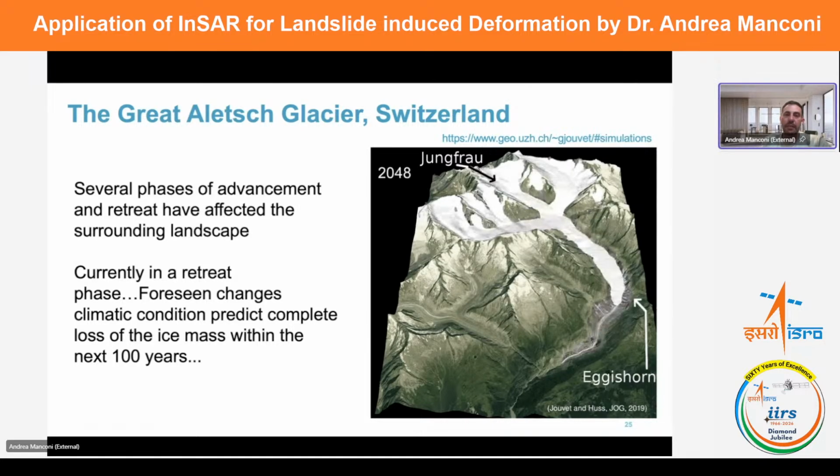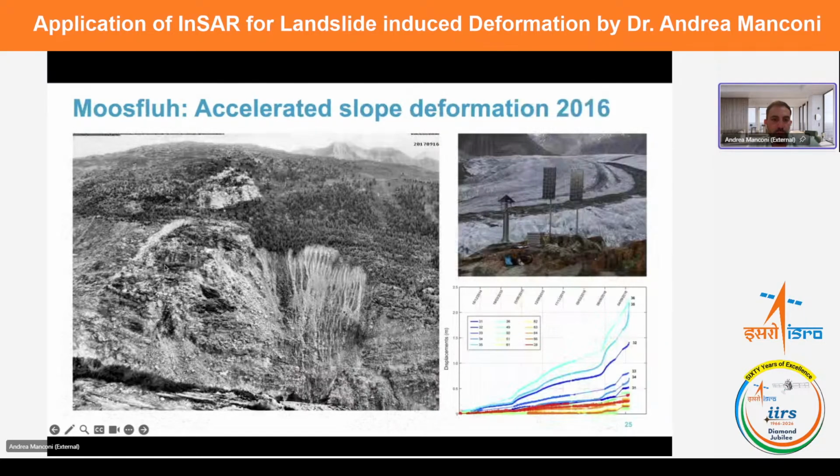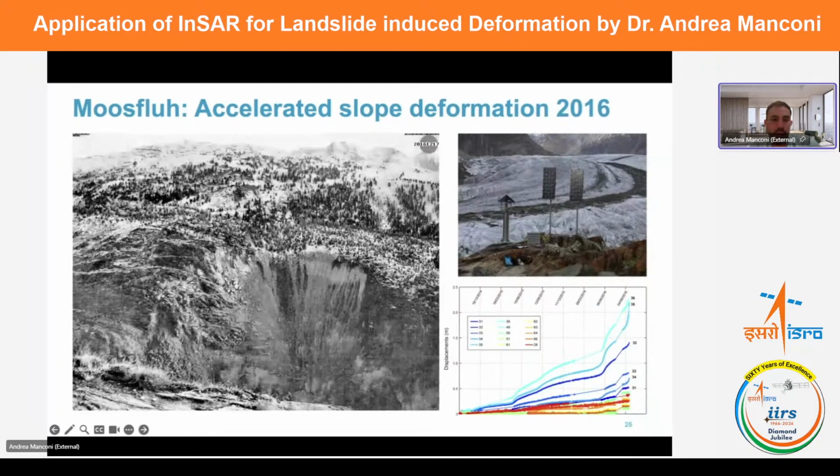Now we move to Switzerland, to an area that is really important there: the Great Aletsch Glacier, where we have clear changes due to climate scenarios. You can see the evolution of the glacier, which is expected to disappear in the next 100 years. We know from geomorphological models that if we have such a retreat of the glacier, the nearby slopes might react, and this is causing a lot of surface deformation. Specifically, close to the tongue of the Aletsch Glacier, we have a landslide called the Moosfluh landslide, which accelerated considerably in 2016.